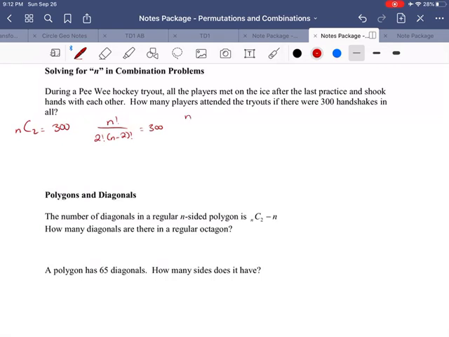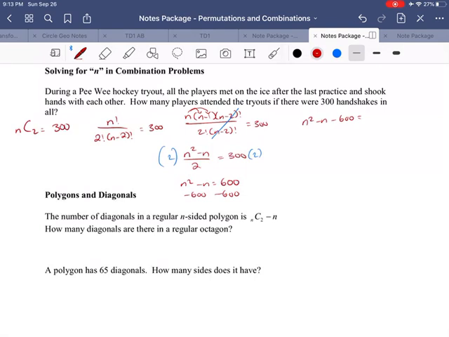So let's expand the top part: n, n minus 1, n minus 2 factorial over 2 factorial, n minus 2 factorial. That equals 300. And you'll notice that the n minus 2 factorial cancels out. So we're left with n, n minus 1, and I'm going to do a little extra step here. So n squared minus n over 2 is equal to 300. 2 factorial is the same as 2. And then let's multiply by 2, and we'll get n squared minus n is equal to 600. And if we subtract 600 from each side, we end up at n squared minus n minus 600 equals 0.